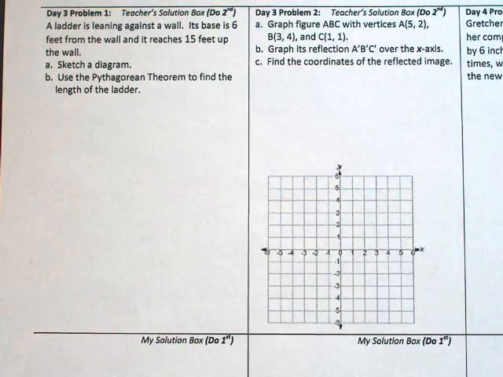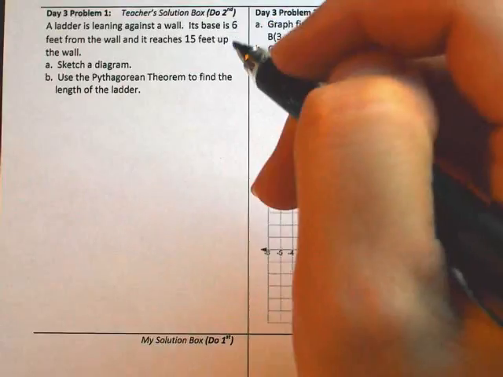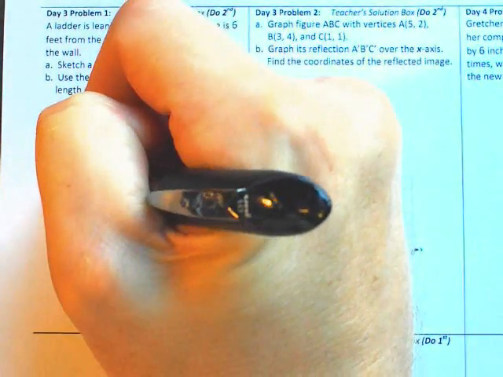Day 3, Problem 1. A ladder is leaning against a wall. Its base is 6 feet from the wall, and it reaches 15 feet up the wall. Part A, sketch a diagram of this situation, and Part B, use the Pythagorean theorem to find the length of the ladder. So I need to have a wall, and for that, just a vertical line.